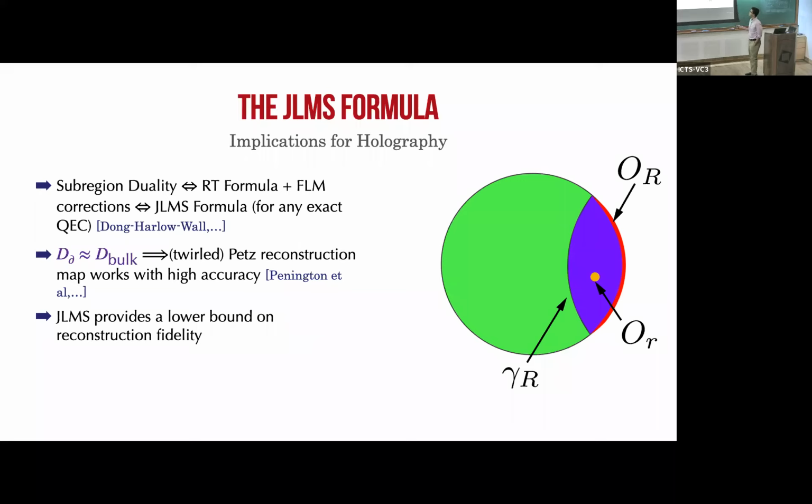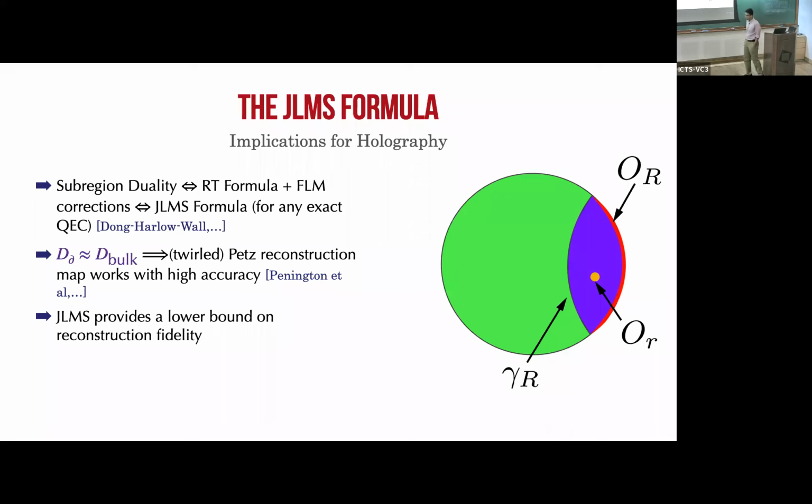Just as a side point, this is a very important result because the JLMS formula was shown in these papers, just based on formal arguments, that holography can be thought of as an error correcting code, in the sense that there's some representation of operators in this blue region on the boundary as some complicated operator which I've labeled as O capital R. This statement, which is what we mean by subregion duality, is in one-to-one correspondence with both the RT formula plus FLM corrections and the JLMS formula, as I stated in the previous version.